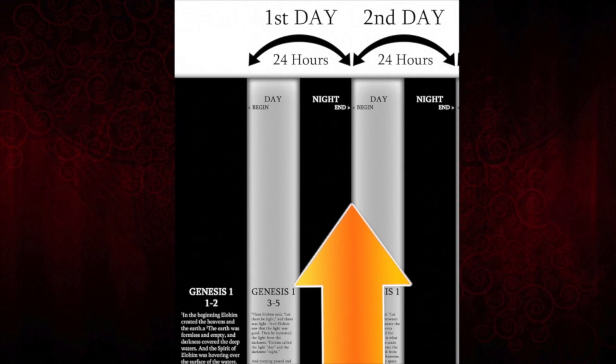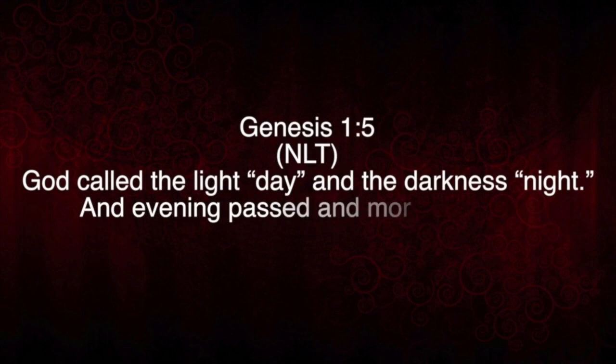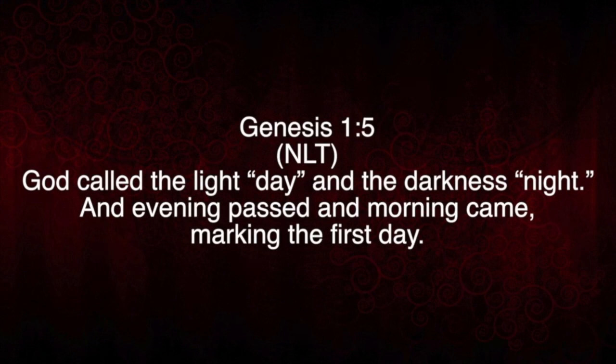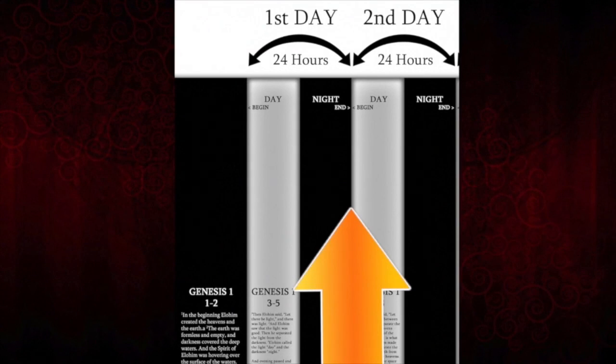So the next morning, just like it says in the New Living Translation, it says, and God called the light day and darkness night, and the evening passed. The evening passed. That's the phrase that I really want you to pay attention to. It says that the evening passed and morning came, making the first day. So in this translation, when it says the evening passed, this is the evening it's talking about right here.